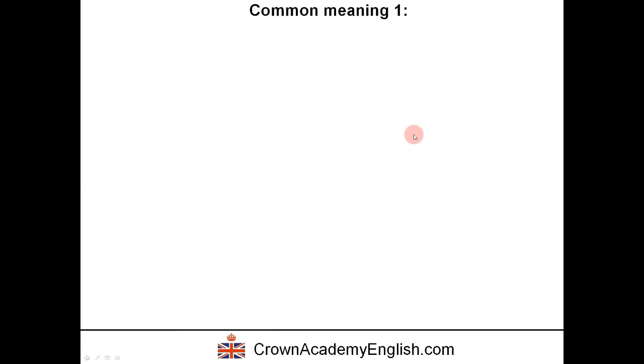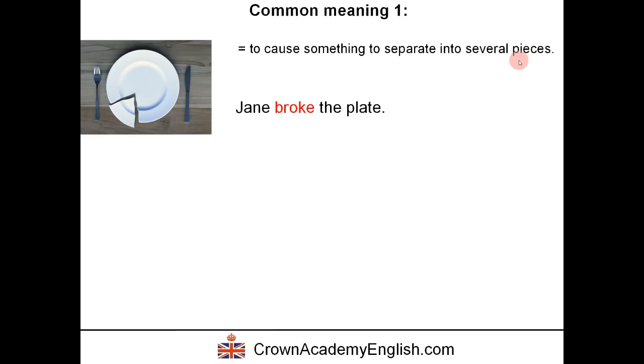Now, the main meaning, when break is the main verb in a sentence, the common meaning is to cause something to separate into several pieces. So physically separate. Jane broke the plate. Okay, so you can see it is separated into two pieces. It's physically separated. It's physically broken.